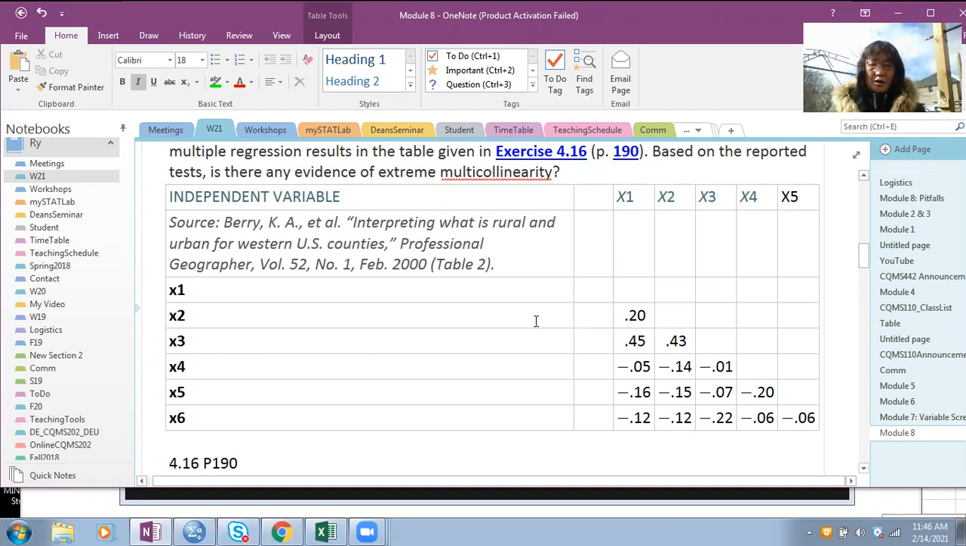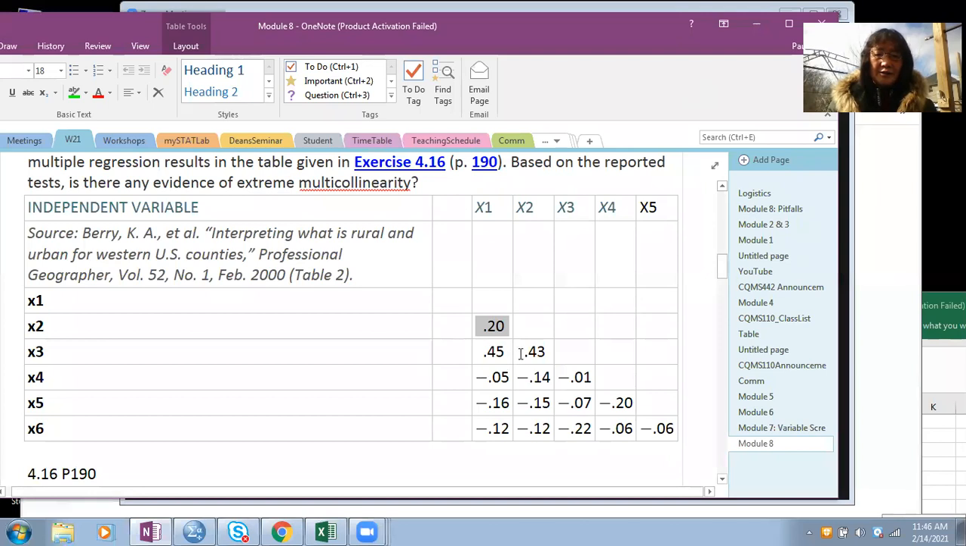So this is the correlation. Double check, X2 visual. Yeah, that is correct. So this 0.2 means the correlation between X2 and X1 is 0.2. And this 0.43 is the correlation between X3 and X2. Let's randomly pick another number. This number here represents the correlation between X1 and X5, which is negative 0.16.